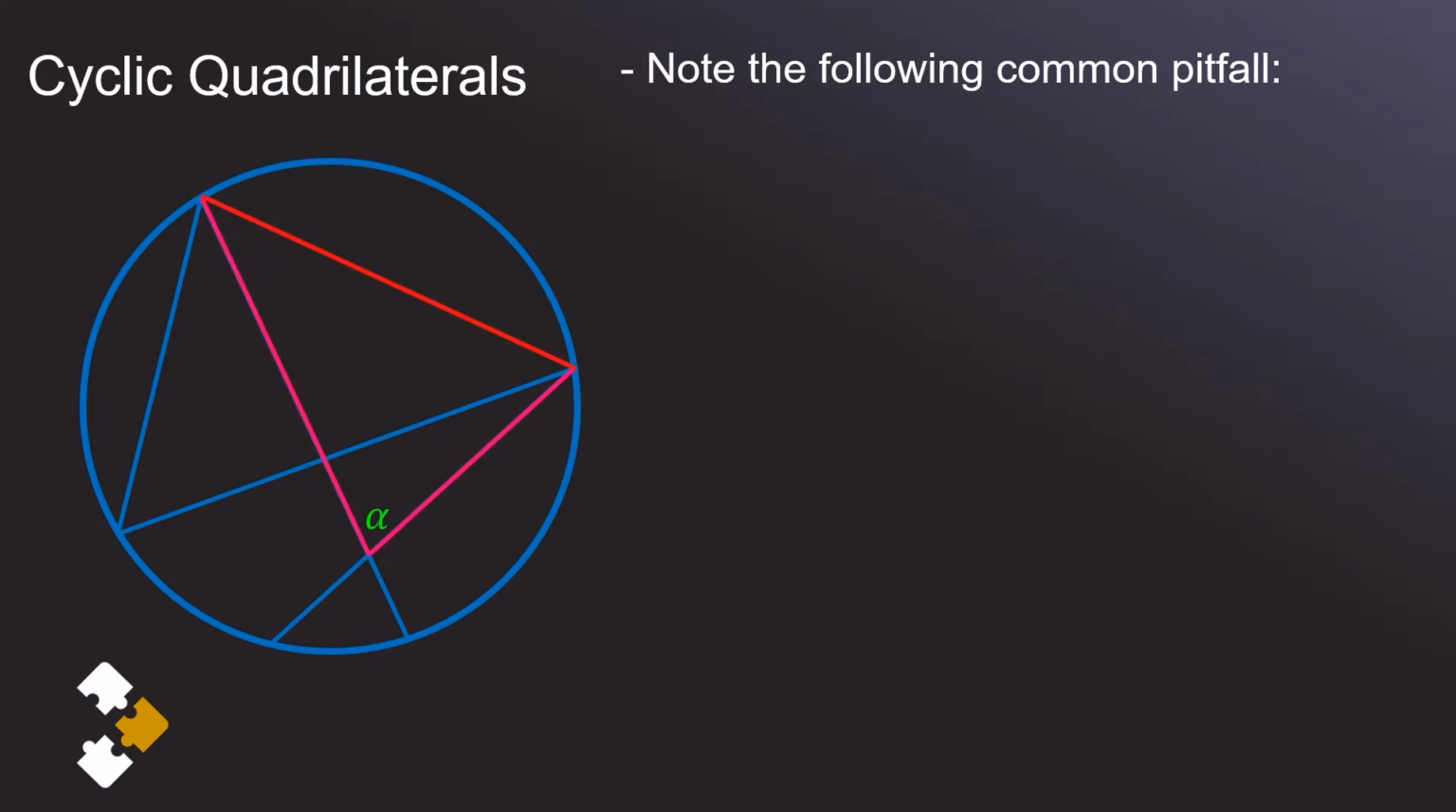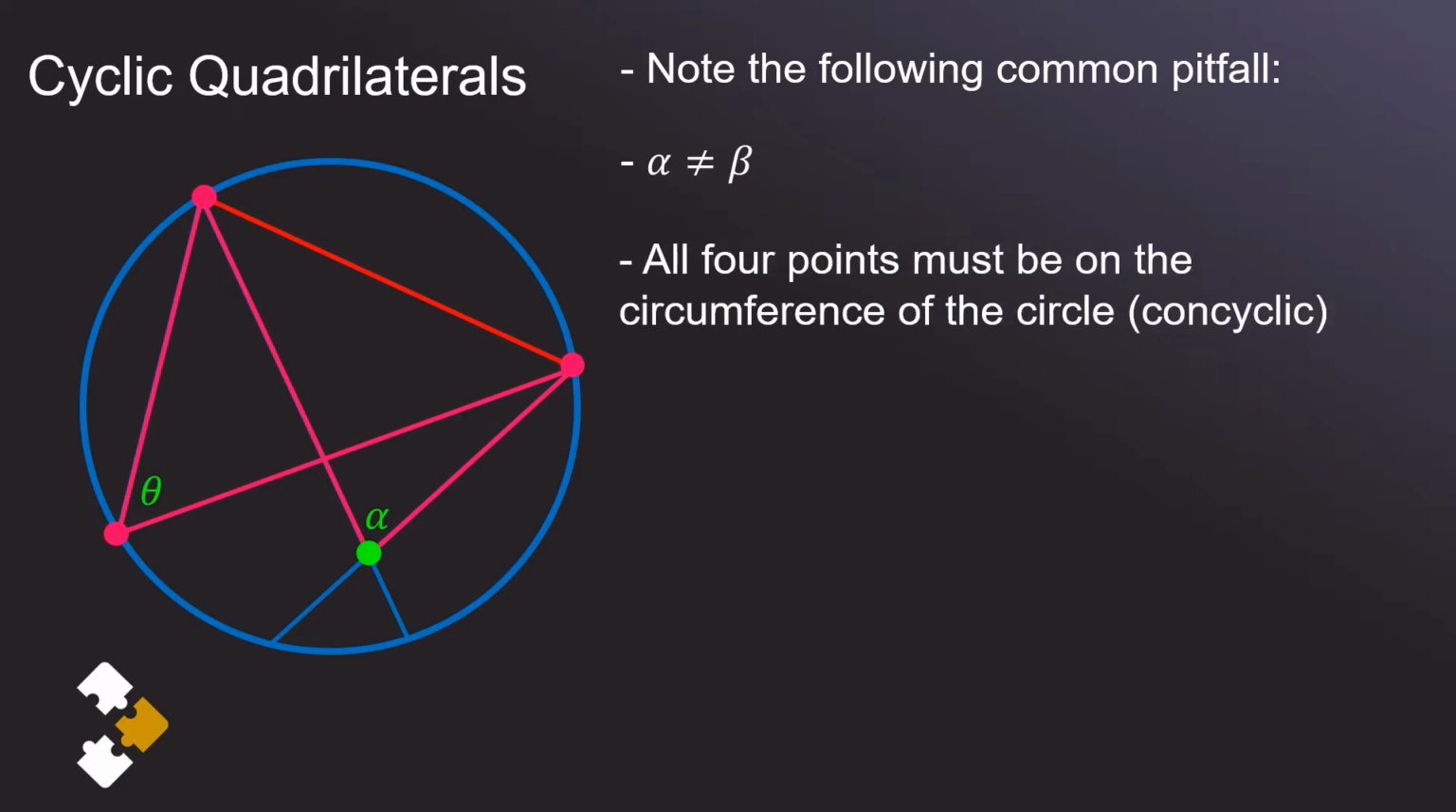When we have that angle alpha and that angle theta that are both subtended by the same chord, those two angles are not equal because of angles in the same segment. That is because all 4 points must be concyclic. They must be on the circumference of the circle, and that angle alpha there is not at the circumference of the circle. So don't make this mistake of saying that alpha and theta are equal to each other.